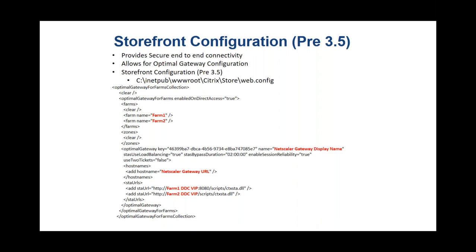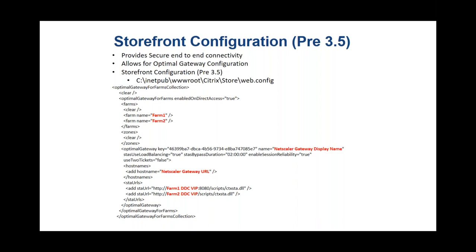Before 3.5, for storefront, you would actually have to make a configuration change in the web config file. And everything in red here is what you would change. You would add in that information, and that would force it to use what's called optimal gateway. That's essentially saying storefront, send all traffic through the NetScaler itself. After 3.5, it's actually in the GUI itself, and I don't have a screenshot of that, I apologize. But it's in the GUI itself, which makes this available.